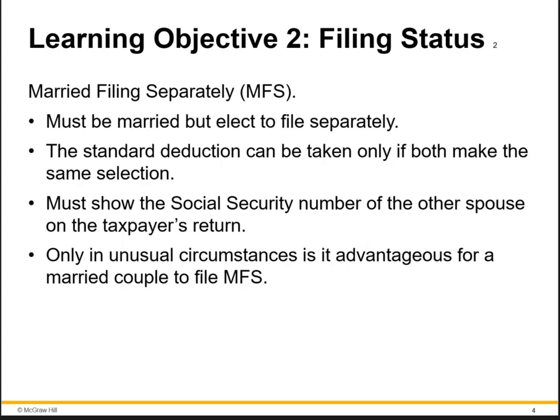So the third one is, and we hadn't even considered this idea in chapter 1, now we do, married filing separately. Again, you have to be married on December 31st, but you can elect to file separately. So to file jointly is a choice. Married or single is a legal status. You can't choose whether you're married.